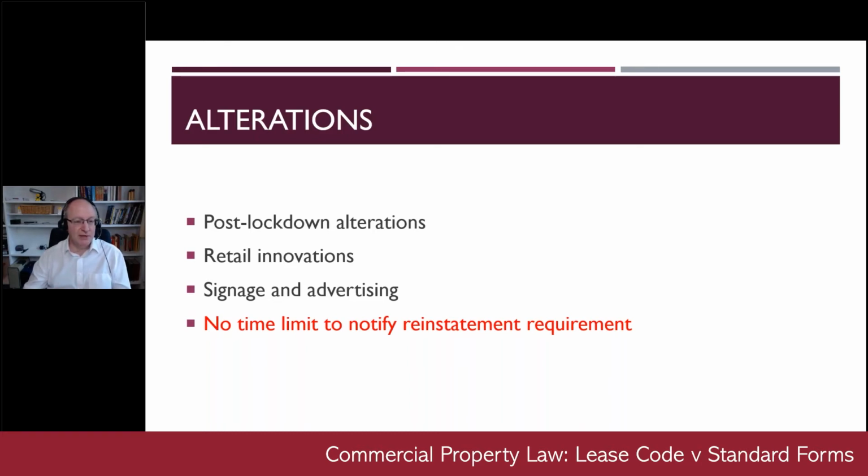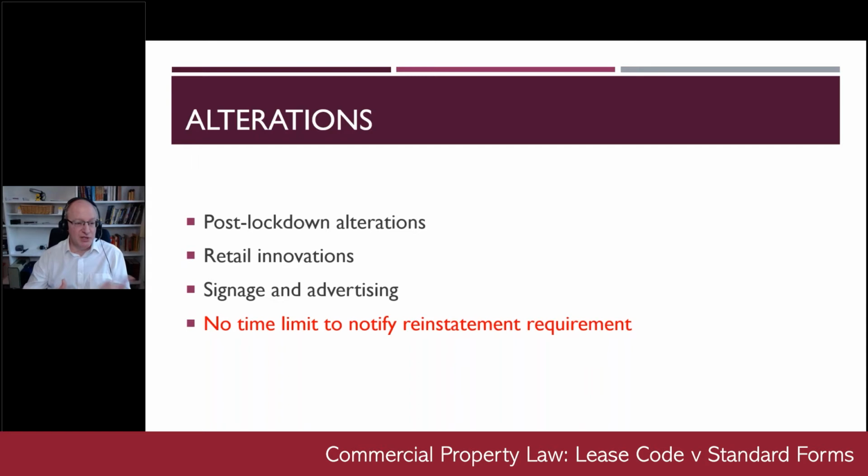But this is another area where tenants are increasingly looking for a higher degree of flexibility, perhaps outstripping the recommendations of the code, for a number of reasons. One, coming out of lockdown, many occupiers have needed to alter their premises so they can comply with social distancing and hygiene requirements. And retail tenants are going to try to accommodate the kind of retail innovations we've talked about, the experiential retailing. If they've got sharing of occupation with concessionaires or franchisees, that may lead to alterations.